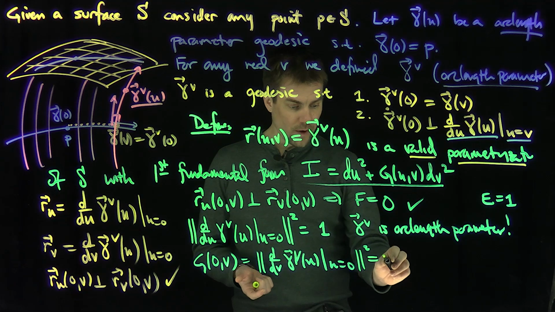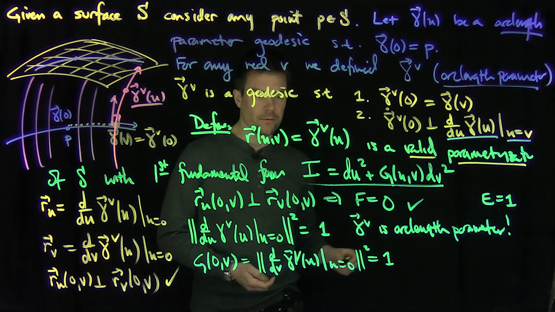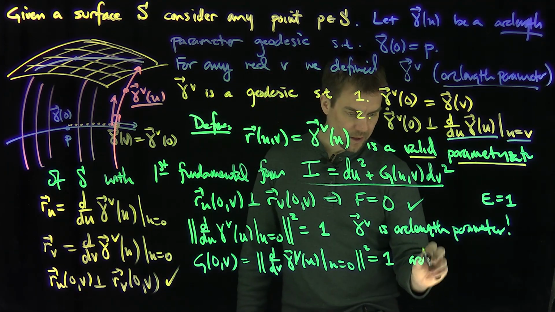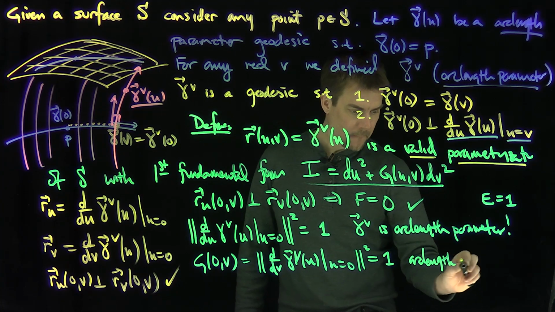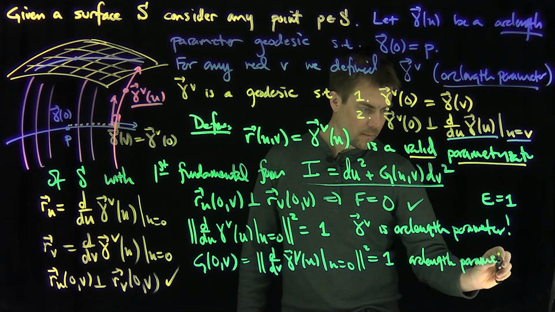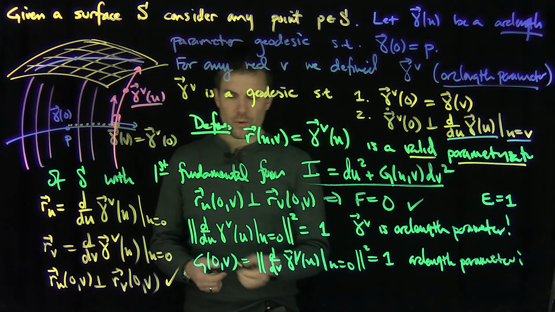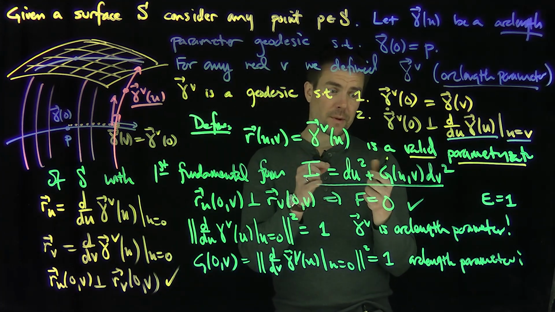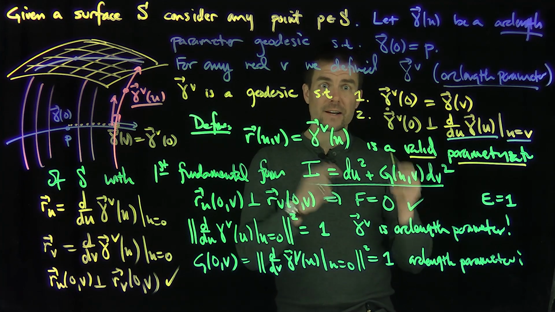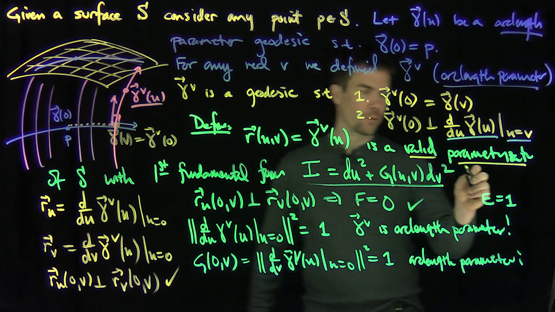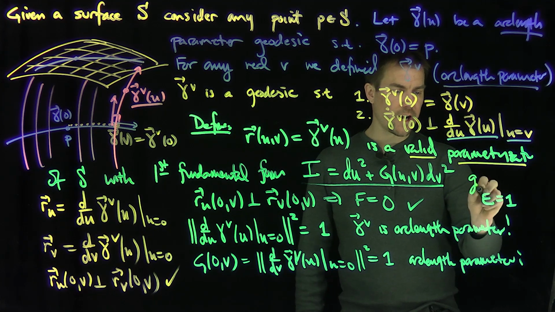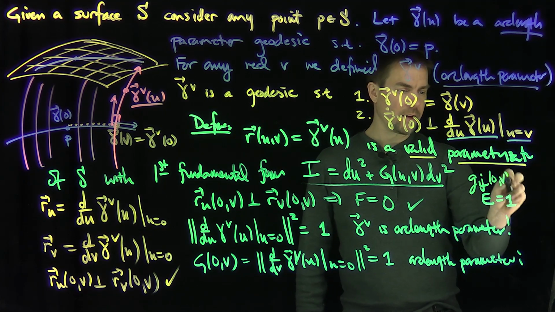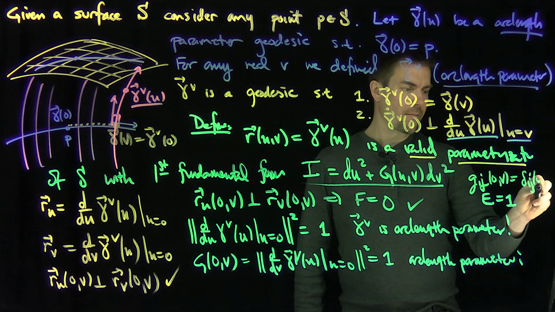This is also equal to what? That's also equal to U. That's also an arc length parameter. In other words, along that trajectory over here, the metric is conformal to Euclidean space, right? In other words, we have g_ij is delta_ij. What these things are saying is that g_ij, my metric, at (0, V) is really delta_ij at (0, V), right?